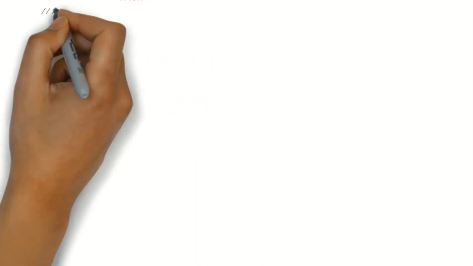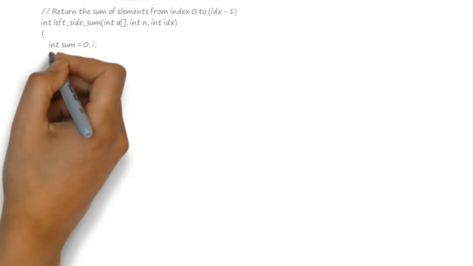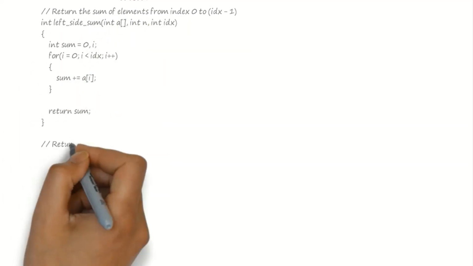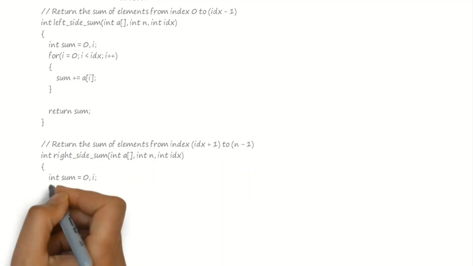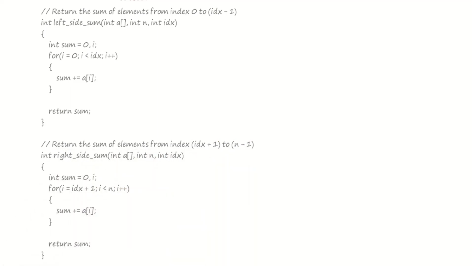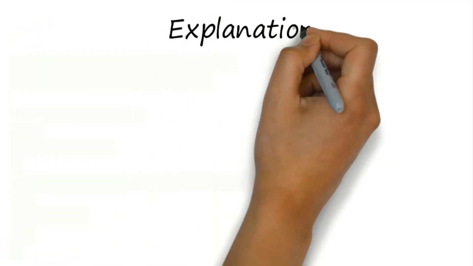Trick 1. When left side and right side of an array needs comparison, then remember we have to compare two functions. First function will be designed for accessing the left array elements, and the second function will be designed to access the right array element. Both the functions are given in the question. Now we have to compare them.